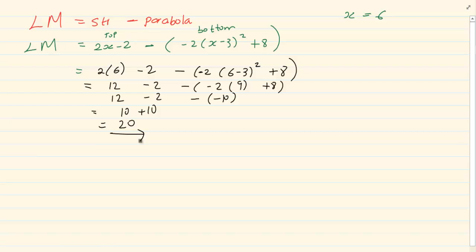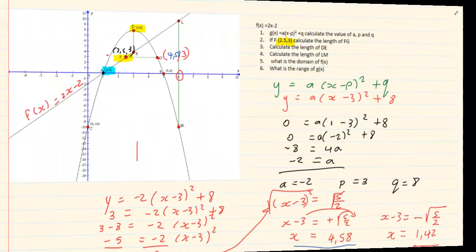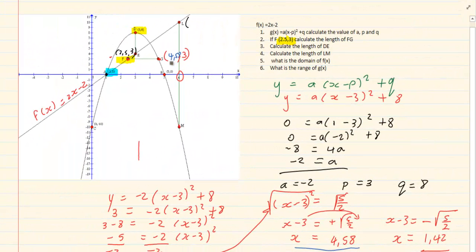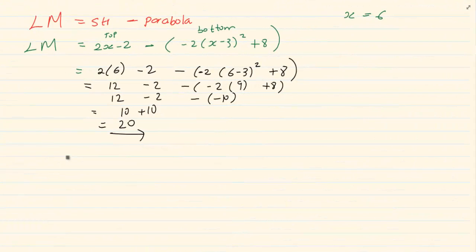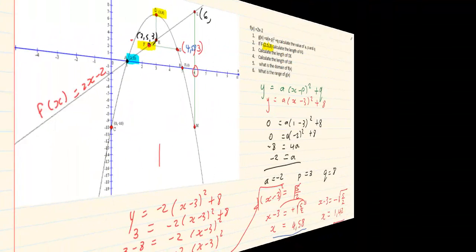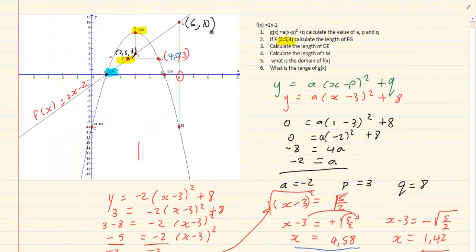Now remember, you could have done it a different way. You could have said, okay, what is the coordinates of L? I know that the x is 6. How do I get y? I substitute into 2x minus 2. So I'm going to say 2 times 6 minus 2, which gives me 10. So now I have 6 and 10.